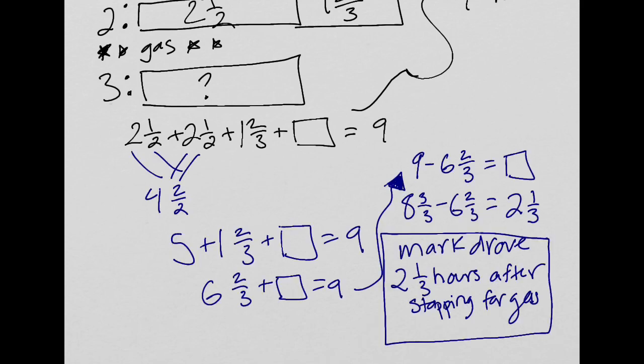Okay, here's my final answer. I got that Mark drove 2 1/3 hours after stopping for gas. I did that by adding 2.5 plus 2.5 to equal 5. And then 5 plus 2/3 equals 6 2/3. So I knew 6 2/3 plus something would give me 9. And to help me with that, I was able to switch it around and do 9 minus 6 2/3 to give me something. And when I did that math, I got 2 1/3. So Mark drove 2 1/3 hours after stopping for gas.